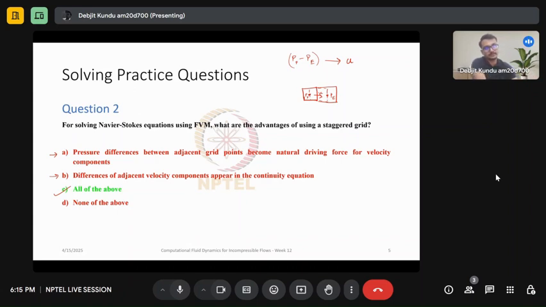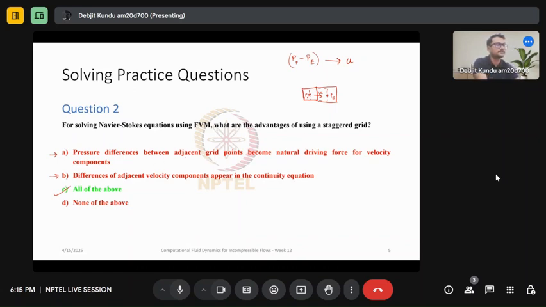Similar thing for V velocity also. If we have staggered grids in the Y direction, the pressure difference across that cell becomes a natural sort of driving force. Since there is a pressure difference, there will be a flow. There will be an increase in the momentum in that direction.